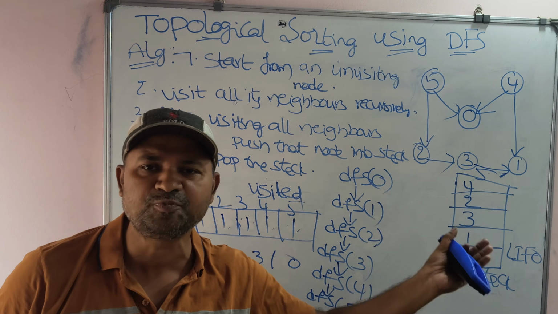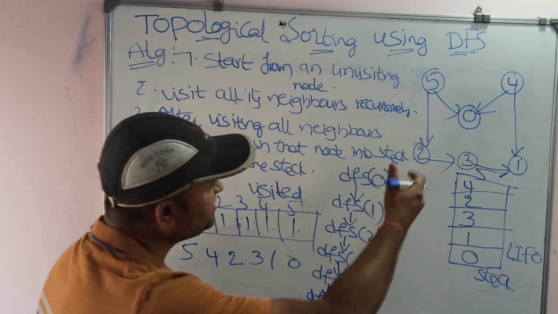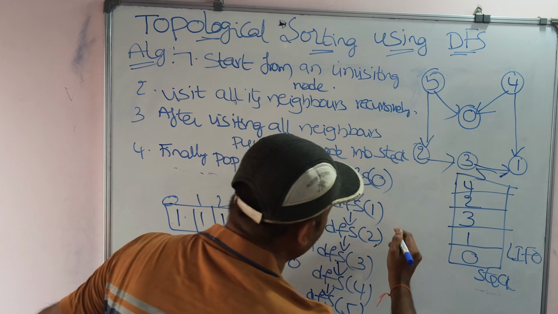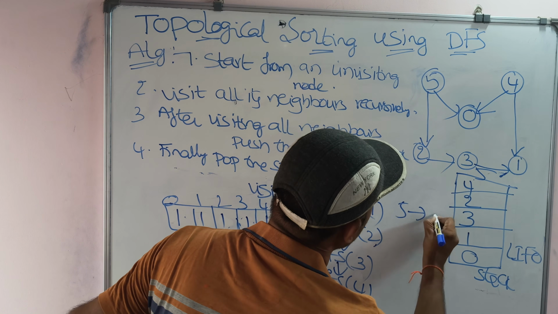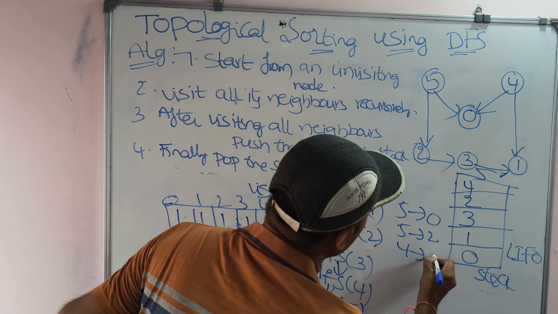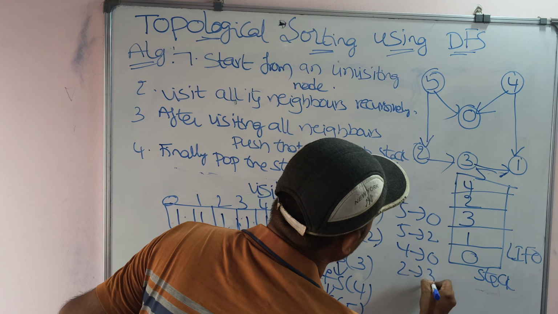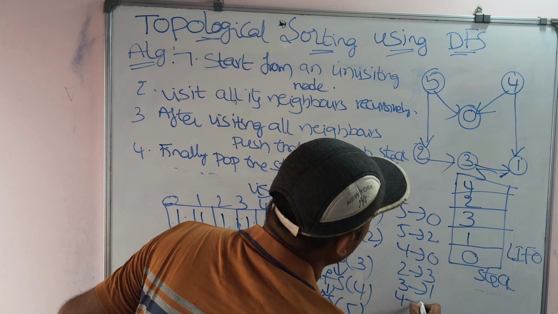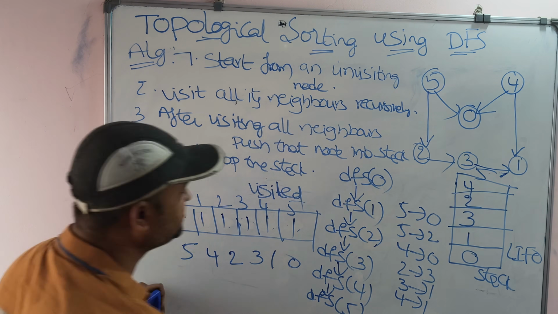Let's check whether this output is correct or not. If you see the edges, what are the edges here? 5 to 0, next 5 to 2 we have an edge, next 4 to 0 we have an edge, 2 to 3 we have an edge, next 3 to 1 we have an edge, next 4 to 1 we have an edge. So totally we have 6 edges.